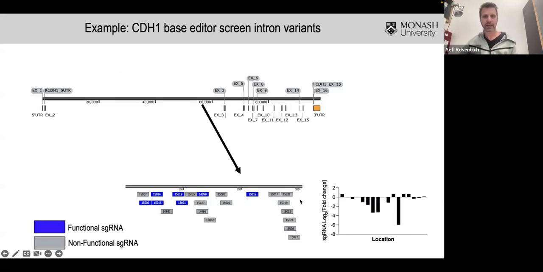An interesting finding, I'll just quickly say, that we saw out of this is when we're looking at intronic regions. Here's the structure of CDH1, and what you could see is that there's a huge intronic region between exon 2 and exon 3. We have guide RNAs in our library tiling across the entire gene, but what we find is a particular region here that had multiple guide RNAs that showed a very dramatic phenotype.